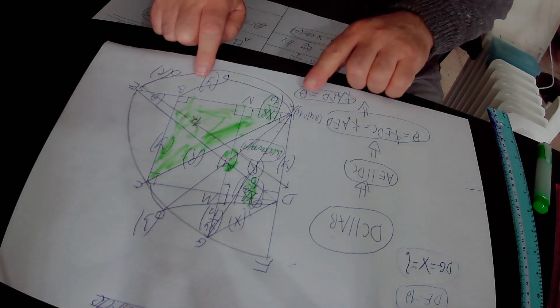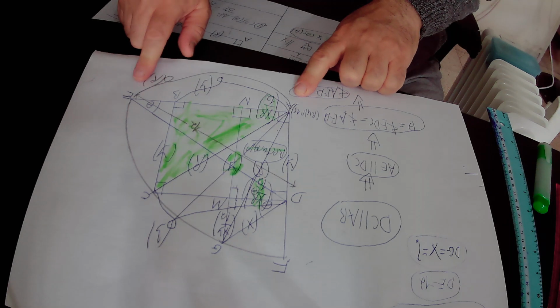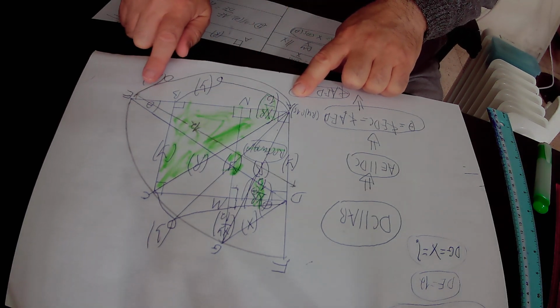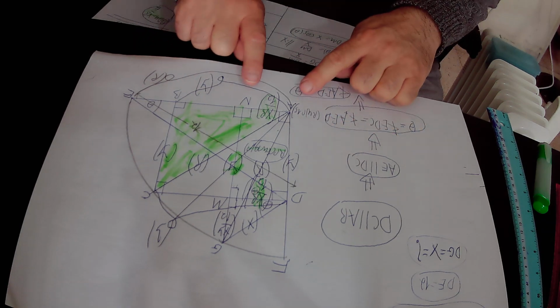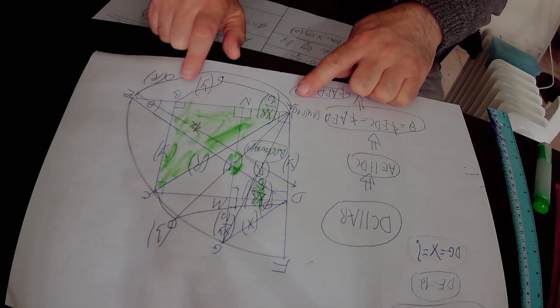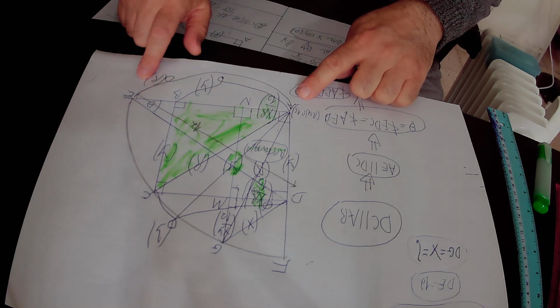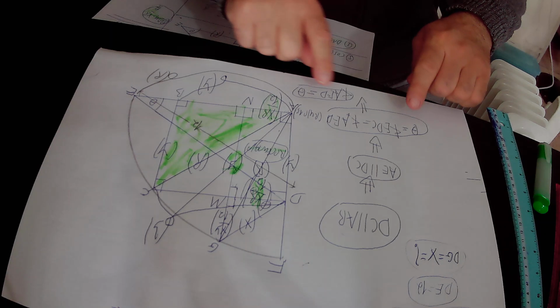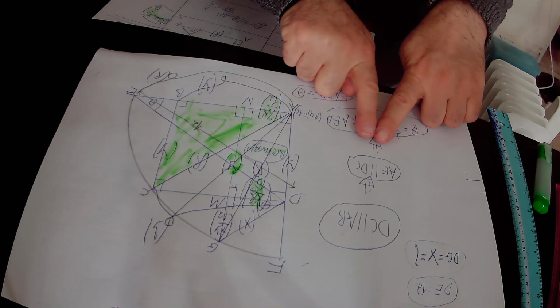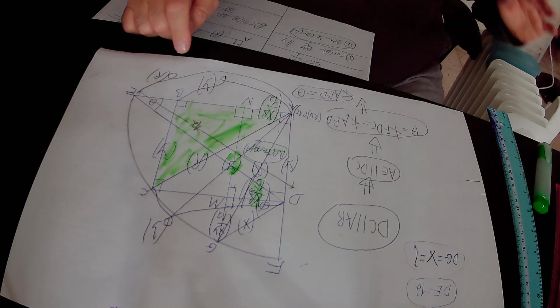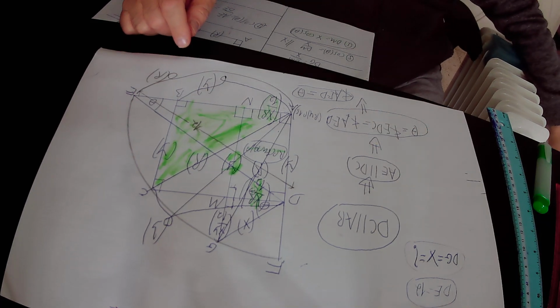But here, AB is part of the straight line AE, and AB is parallel to DC. And you know that if a part of a straight line is parallel to another straight line, then the straight line AE itself must also be parallel to DC. Therefore, AE is parallel to DC. Now we can implement here rule 15.